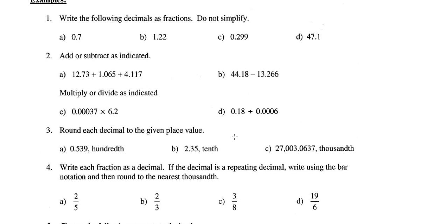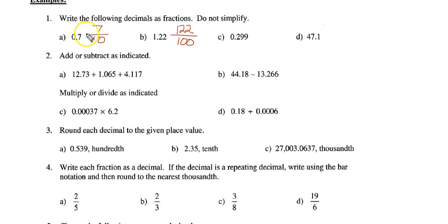Now, here they're asking us to write as fractions, but do not simplify. So let's start that. If you read this, 7/10. Now this is going to be 1 and 22/100ths. So it's sort of like 1, 2, 2 over 100.